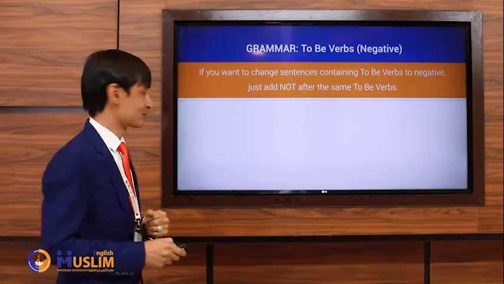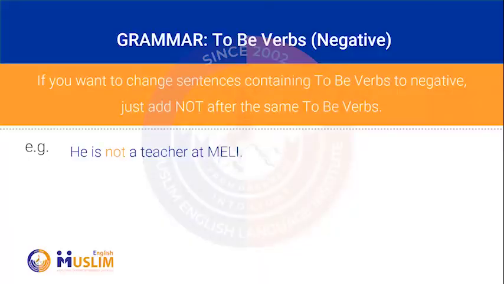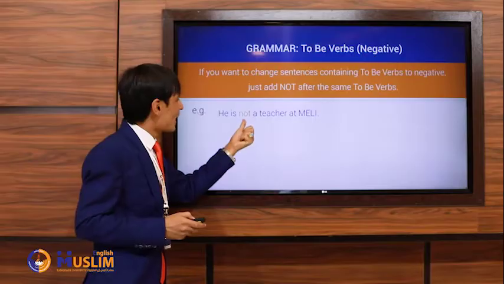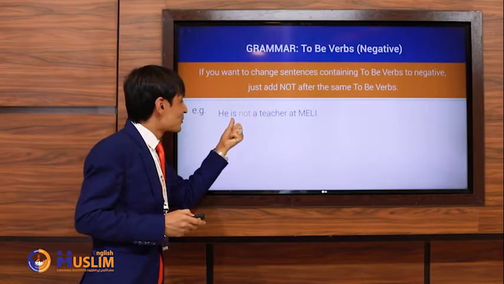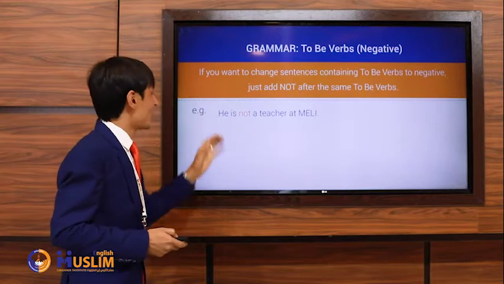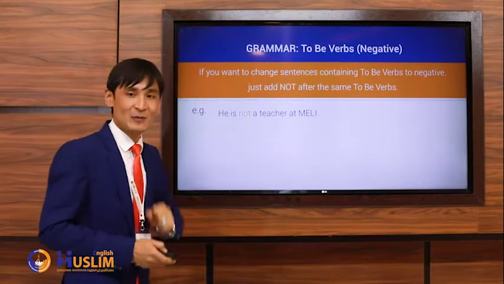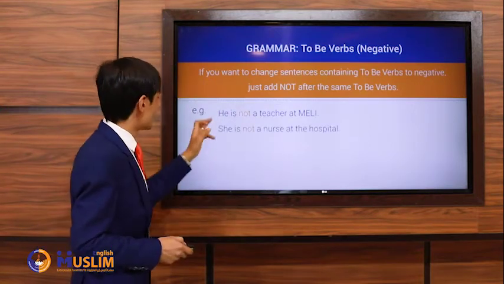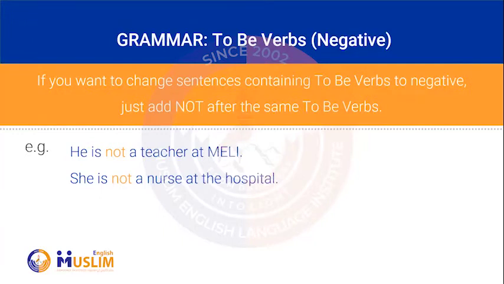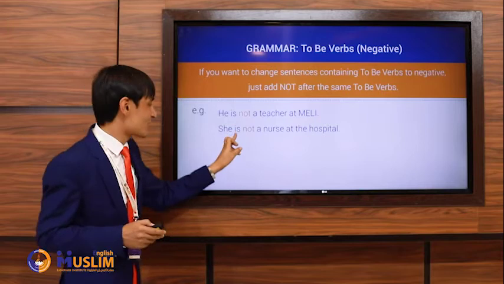For example, he is not. Where have we used not in this sentence? After the to be verb is. He is not a teacher at Melly. She is not a nurse at the hospital. See? Not is used after is.